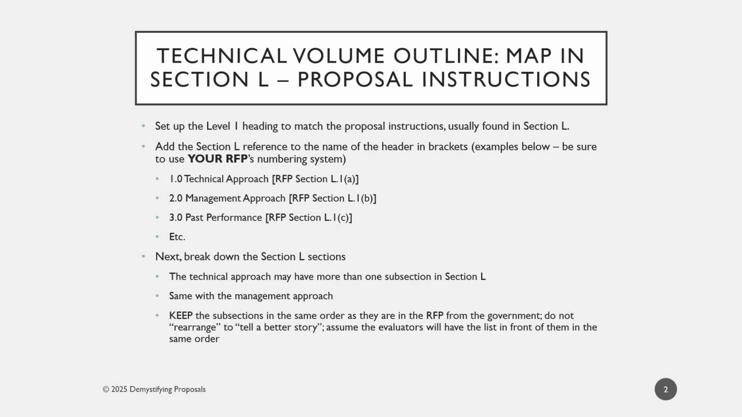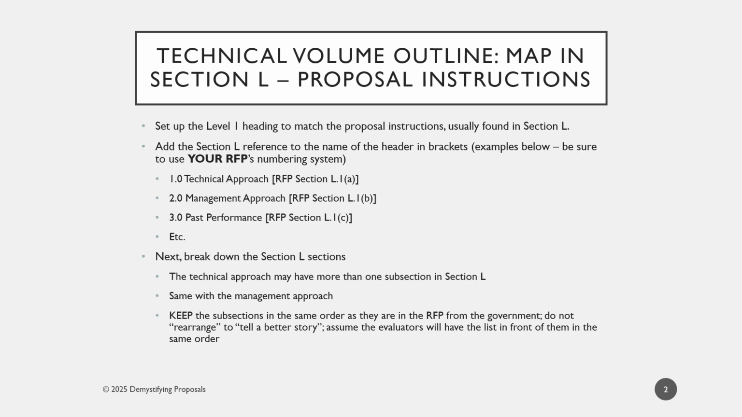proposal instructions to the level 1 headings, exactly as they are found in section L. So in this example, the first section in section L that they are asking us to use is technical approach. So 1.0 is technical approach. And then in the brackets behind that, you put the exact RFP reference information. So here it's section L. First section of section L is 1. And then the first bullet underneath that is section A.